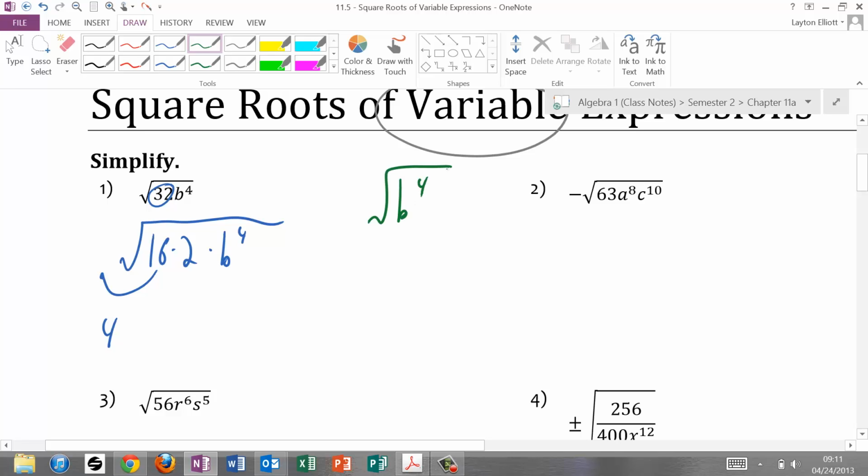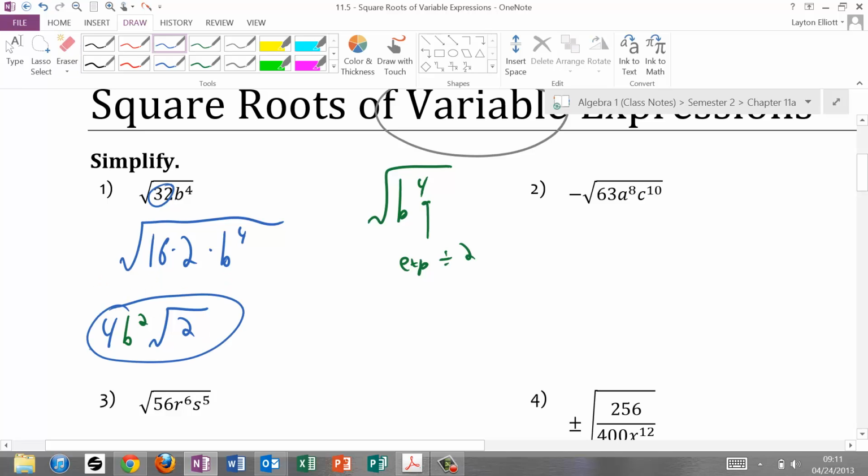If I have the square root of b to the fourth, I'm going to take the exponent and divide it by 2, because that's what it really comes down to. B to the fourth square rooted is actually b squared. So we're going to pull that out as a b squared. And then I end up with just the 2 left in. So my final answer is 4b squared times the square root of 2. And that's helped me simplify this greatly.